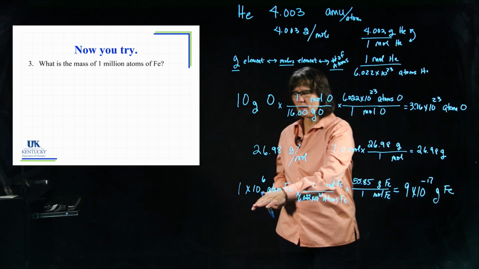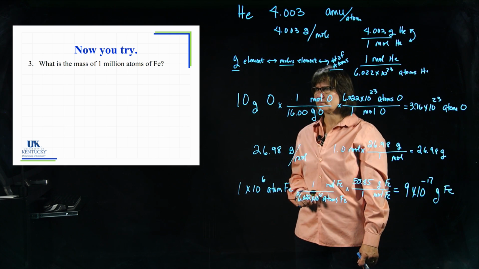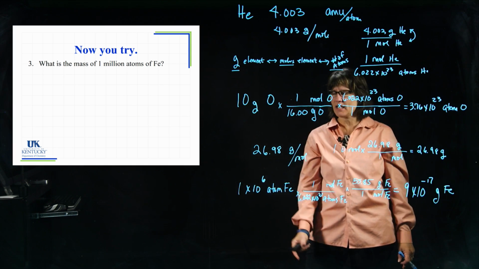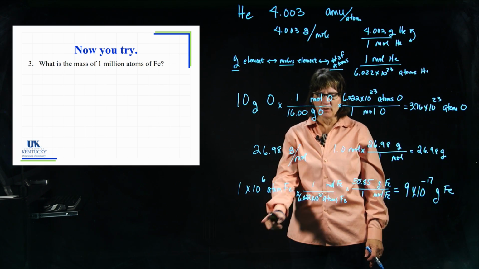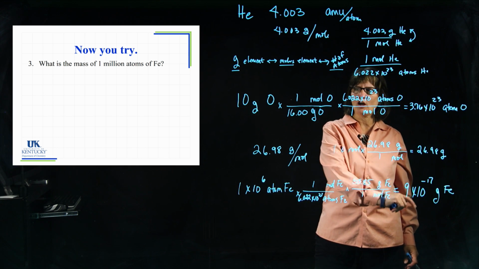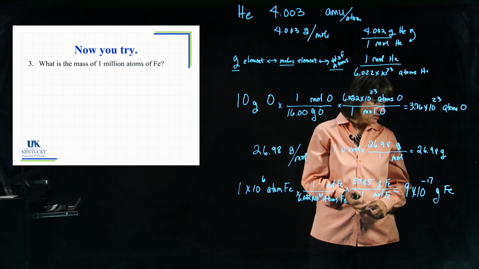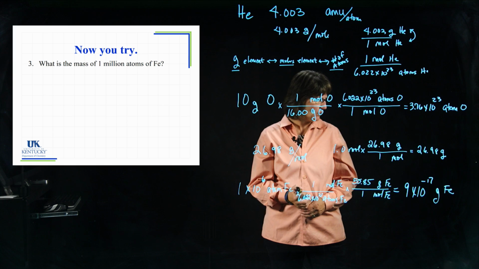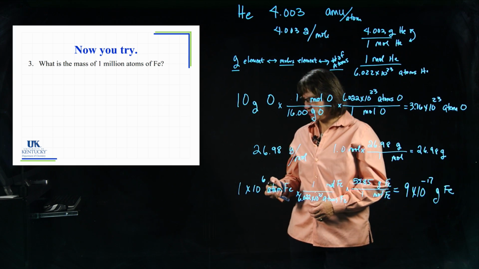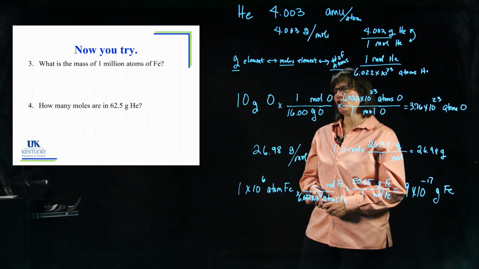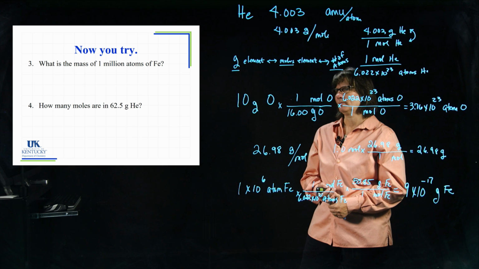Okay? You might think a billion is a lot. I'm sorry, it's not a billion, it's a million. You might think a million's a lot of atoms. It'd take you a long time to count that many out. But in the world of atoms, it's not very much at all. It would only have 9 times 10 to the minus 17 grams of iron. Too little to even feel, okay? Now, your last question is, how many moles are in 62.5 grams of helium?